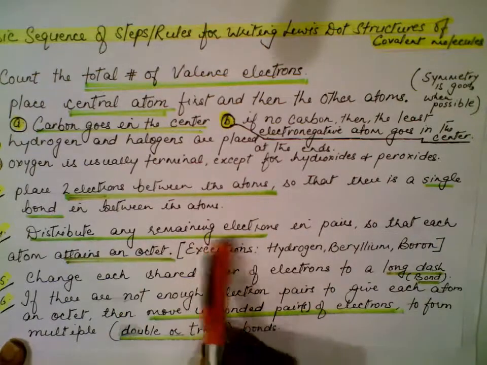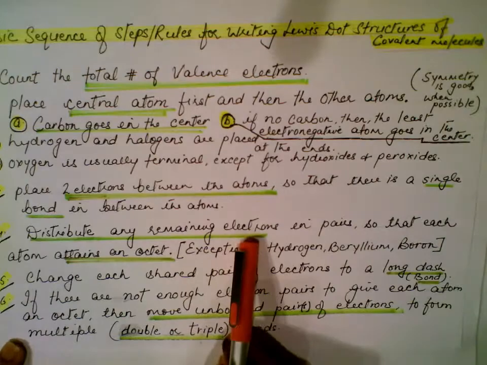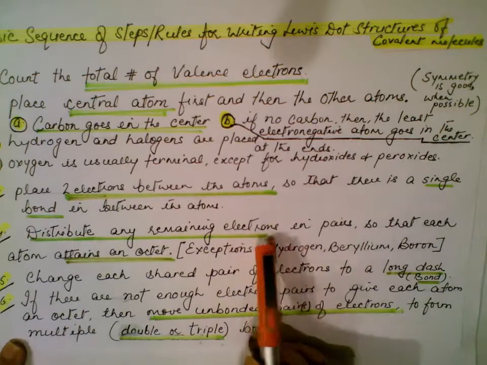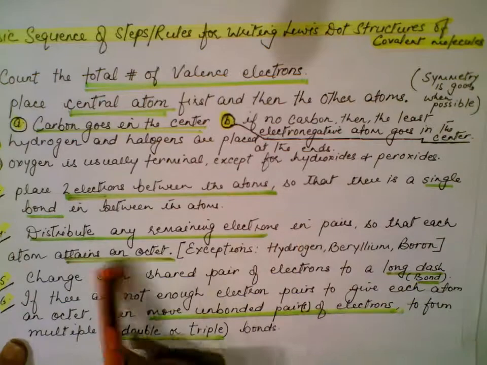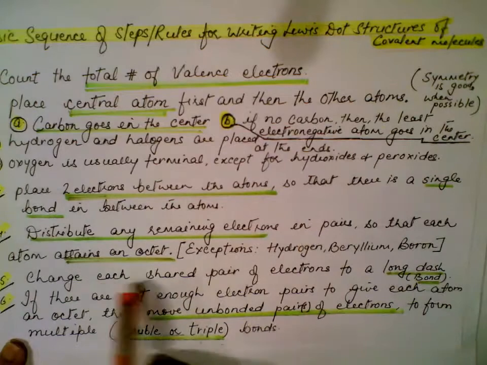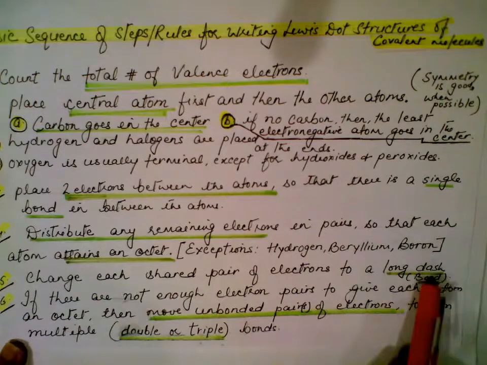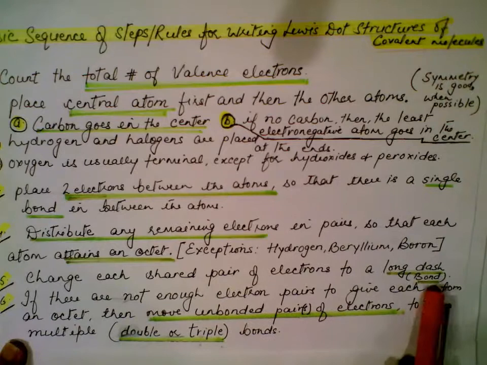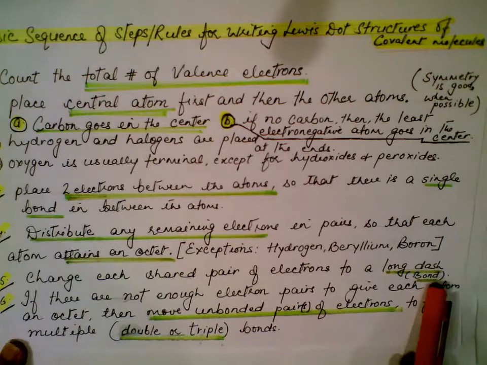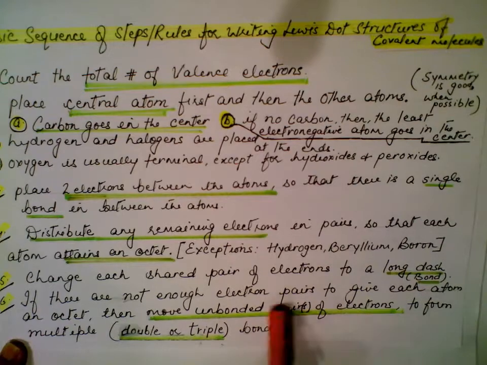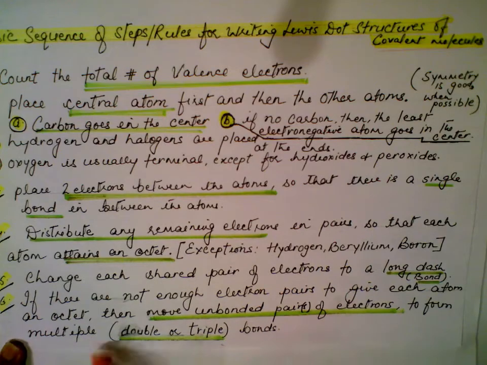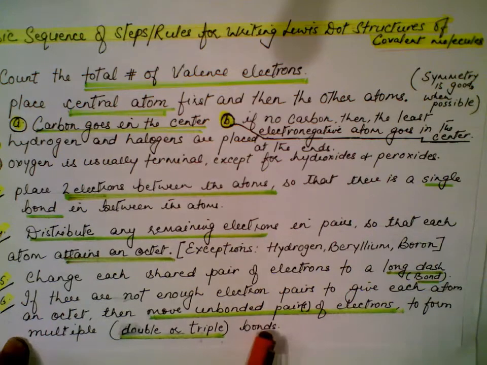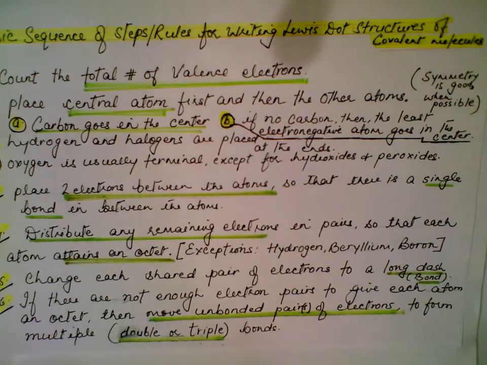And distribute any remaining electrons, whichever electrons remain, in such a way that all those atoms making up the molecule attain an octet. And then you change the shared pair of electrons to a long dash, the way I was showing you just now, and that long dash represents a bond. If there are not enough electron pairs to give each atom an octet, then you move an unbonded pair of electrons to form double or triple bonds. The examples we are going to work on will clarify all the rules we are talking about.